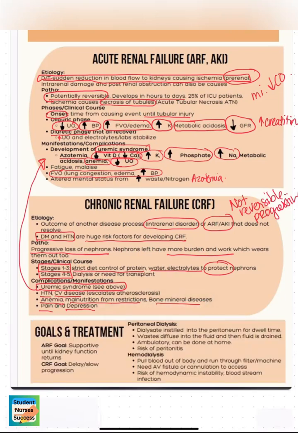Let's talk about treatment and goals. The goal of treatment of acute renal failure is mostly supportive, and we're really just hoping that kidney function returns. So we're going to do maybe some short-term dialysis and really supportive care, hoping those kidneys start to turn back on and work again. With chronic renal failure, really the goal is to delay or slow the progression through the stages as much as possible. In both cases, eventually patients may not have any kidney function or they may need dialysis.